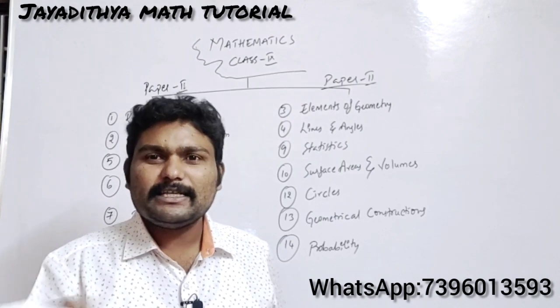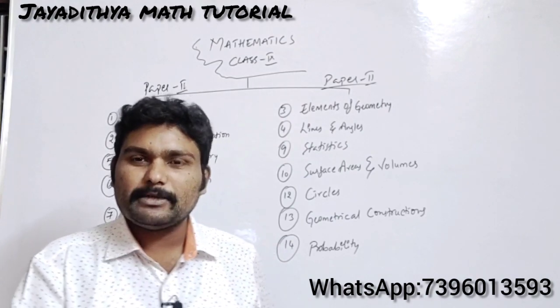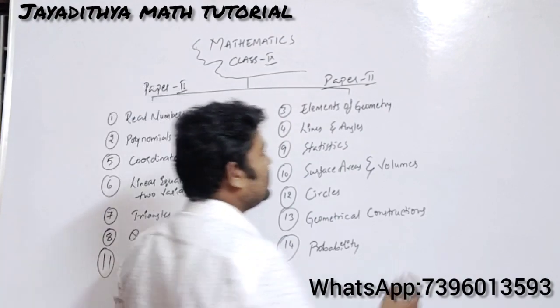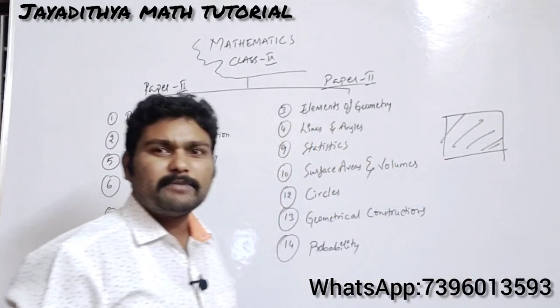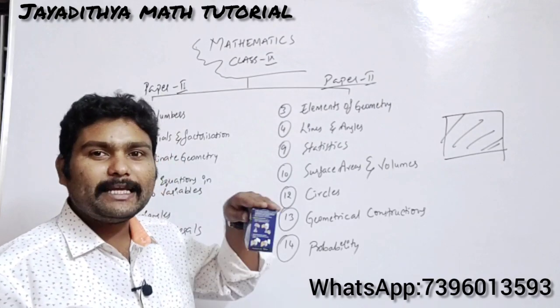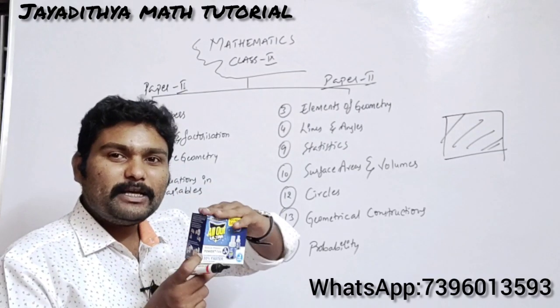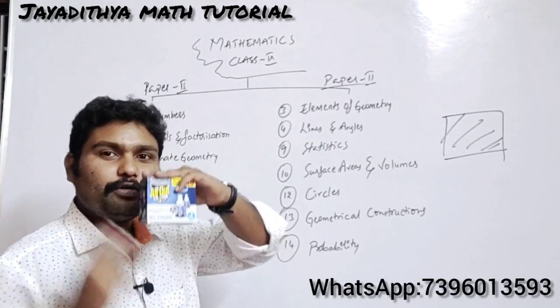So area is nothing but the place occupied by any 2-dimensional figure. See here, for example, there is a rectangle. The place occupied by the figure is nothing but its area. Here you have all 3D figures. 3D means you should have 3 directions here, right? So that will be a space.